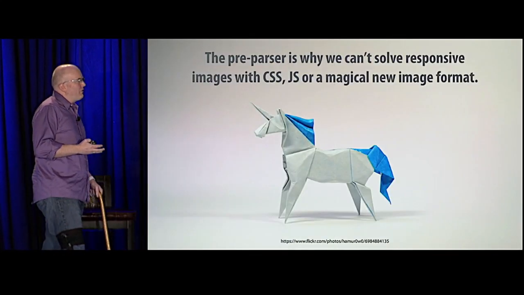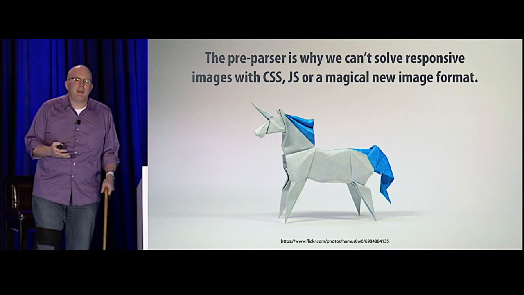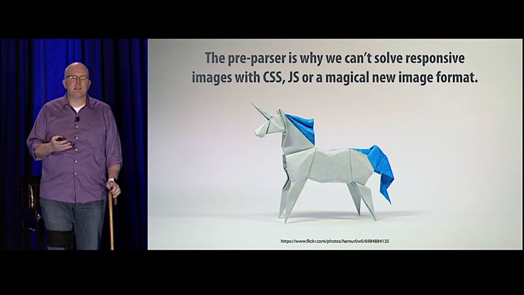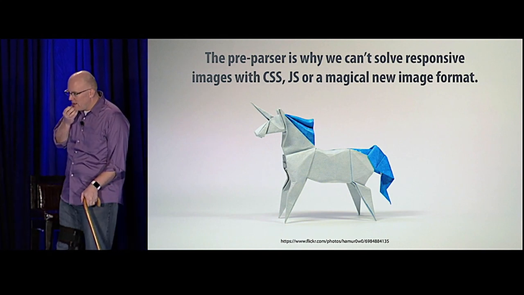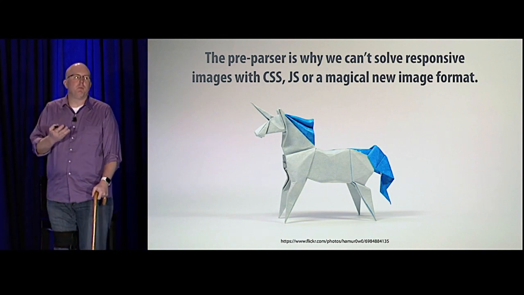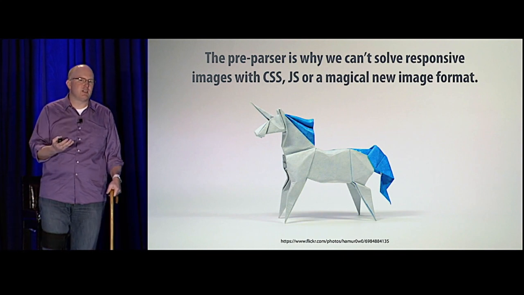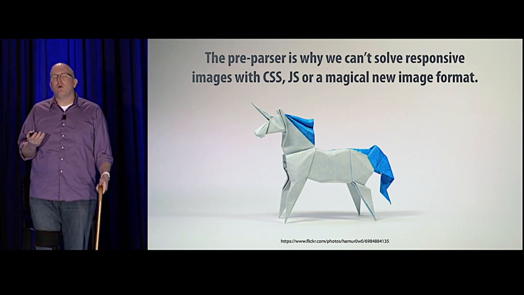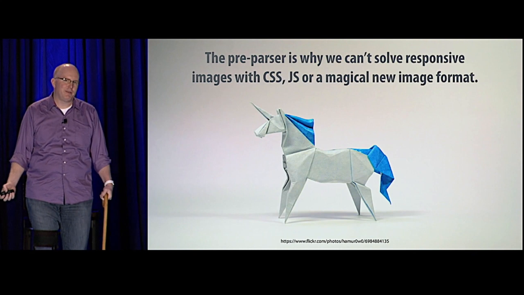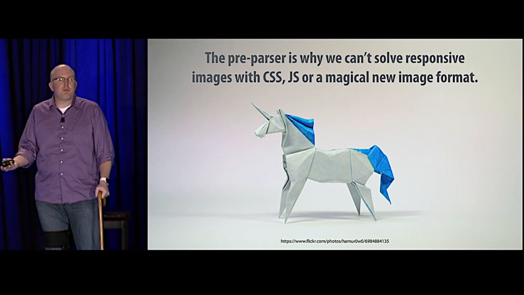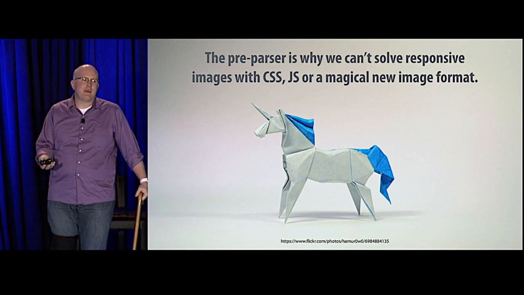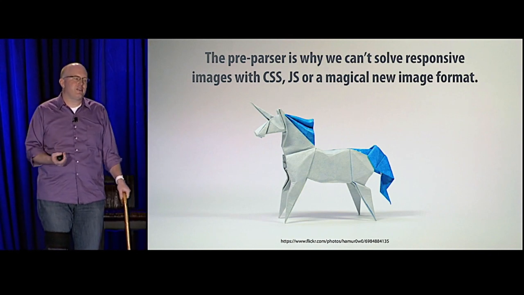This look-ahead preparser and this behavior is the reason why we can't solve responsive images with CSS, JavaScript, or some magical new image format. Inevitably, when people start looking at the complexity of the new responsive images syntax, at some point they say, wow, why can't we just use JavaScript? This comes up over and over again. Well, now you see why. JavaScript's not even there when images start downloading. The same is true of CSS.